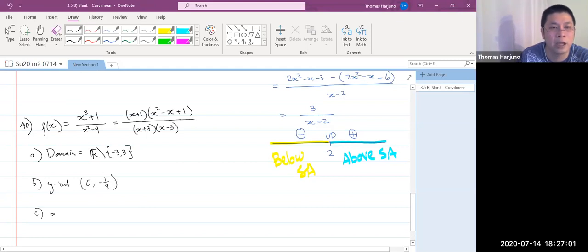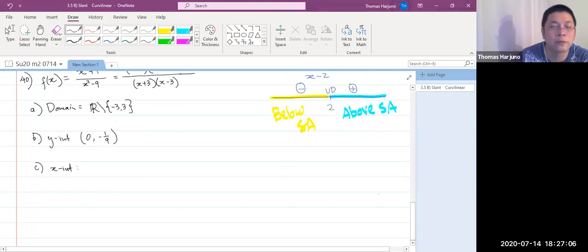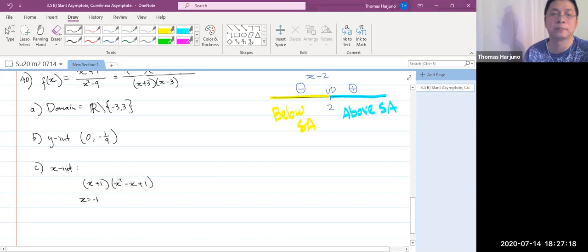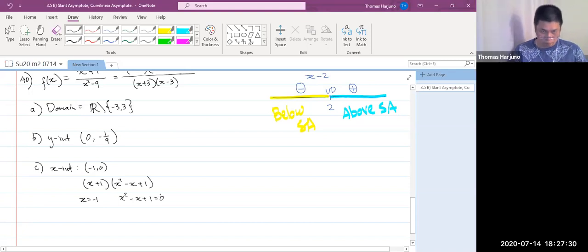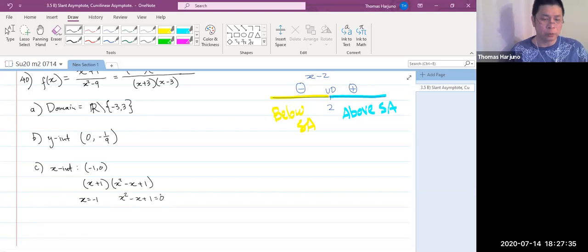Part C, the x-intercept, this one is a bit tedious. It's degree 3. So we already have x plus 1, x squared minus x plus 1. So we already have negative 1 as an x-intercept, right. But I need to show that for the second part here, we need to look for another x-intercept. It's degree 3, so we're supposed to get 3 zeros.